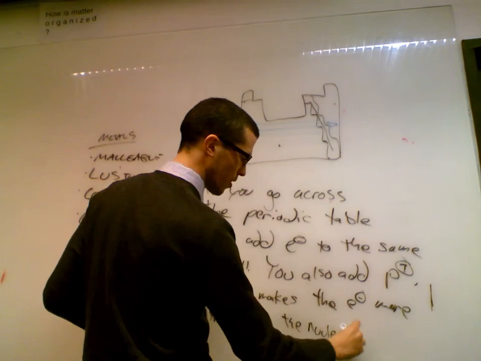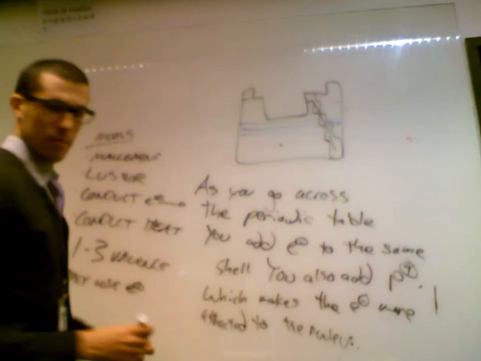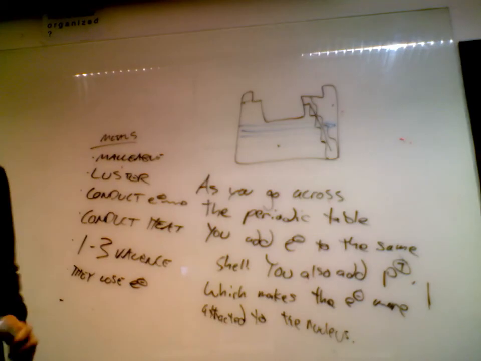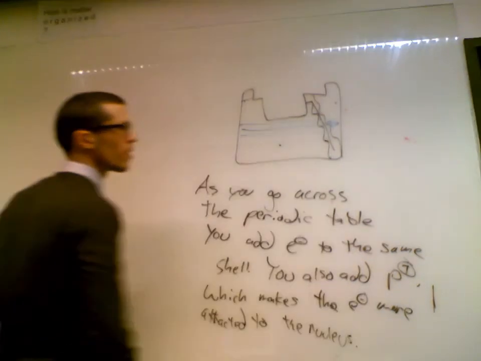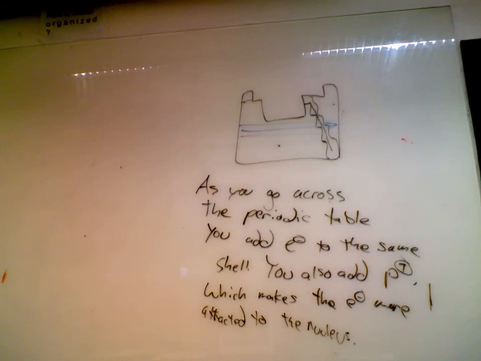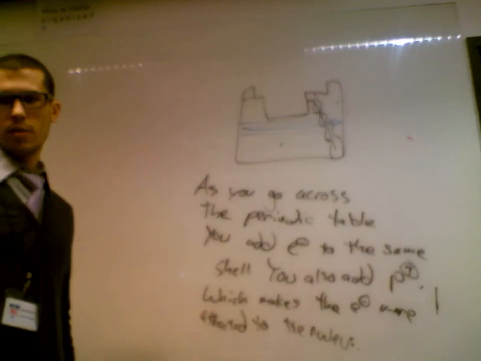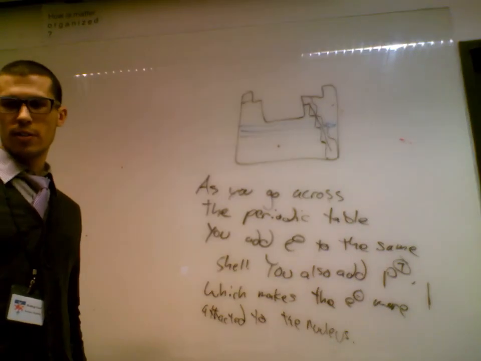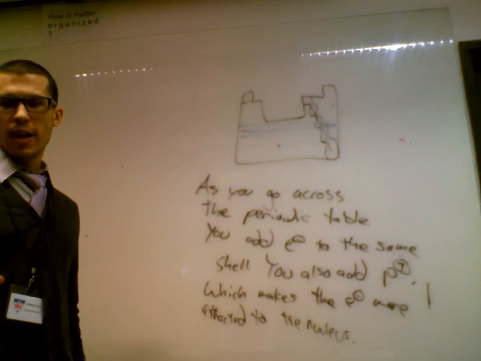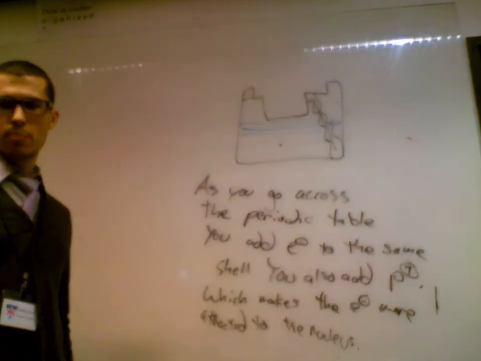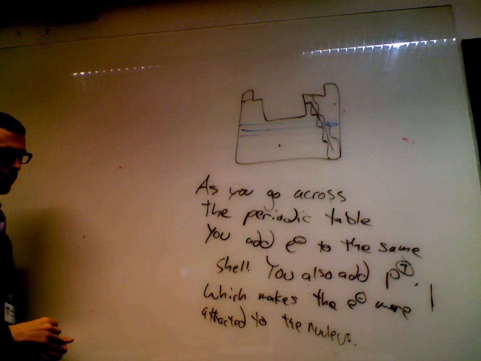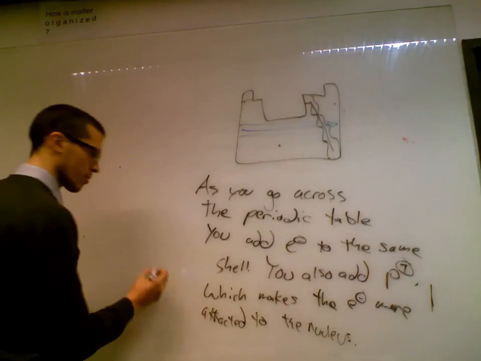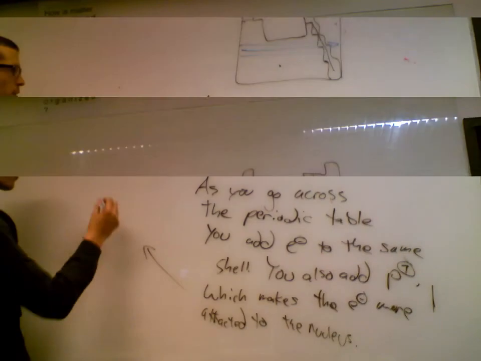I know, that's why I didn't want to write it. Okay, as you go across the periodic table, you add electrons to the same shell. You also add protons, which makes the electrons more attracted to the nucleus. This is a long explanation, I know.